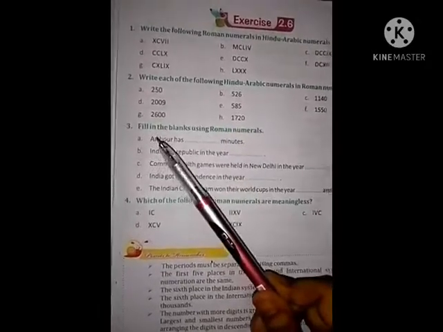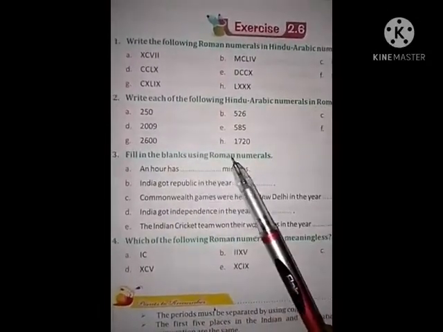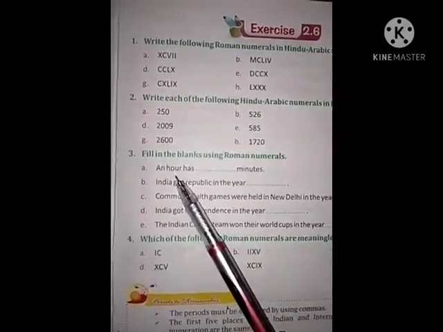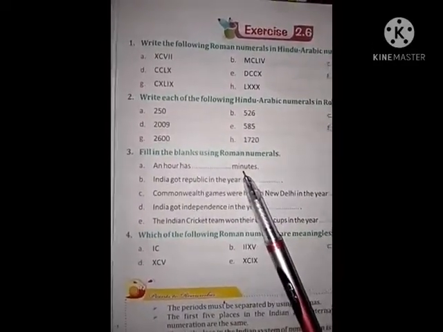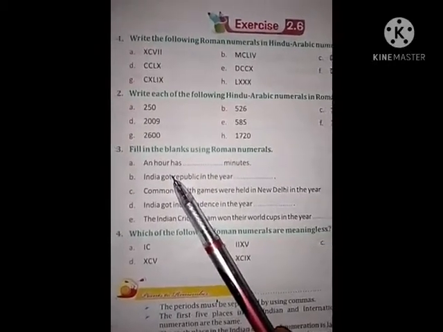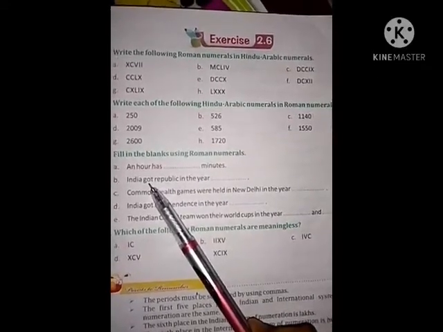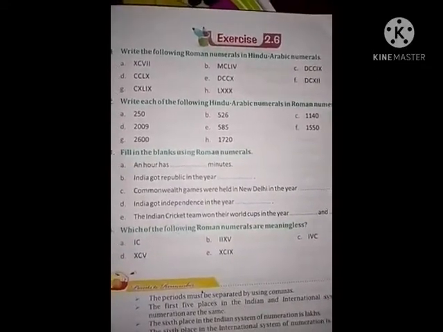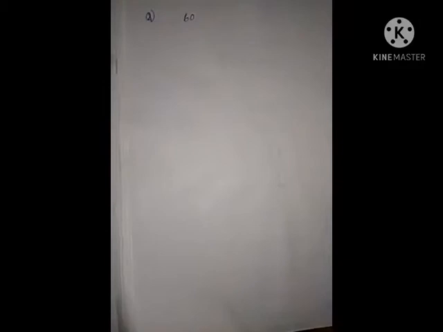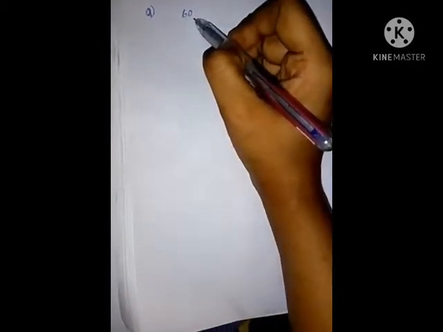See, fill in the blanks using Roman numerals. An hour has dash minutes. So an hour has how many minutes? 60 minutes, right? So we have to convert 60 into Roman numerals. Okay, let's see. So an hour has 60 minutes, right? So we have to convert this 60 into Roman numerals.